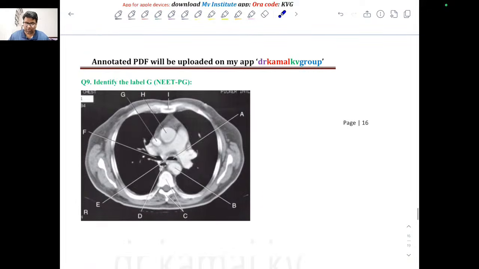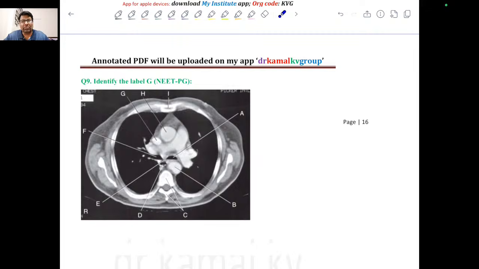So moving forward to the next question. Now this is again very important and has been asked many number of times. Transverse section CT scan of chest. Right. So now this is a CT scan.